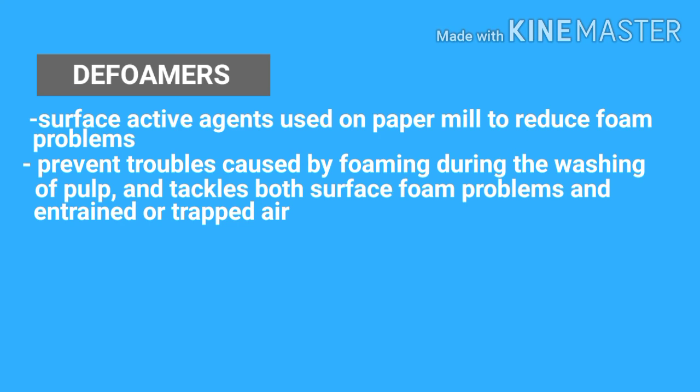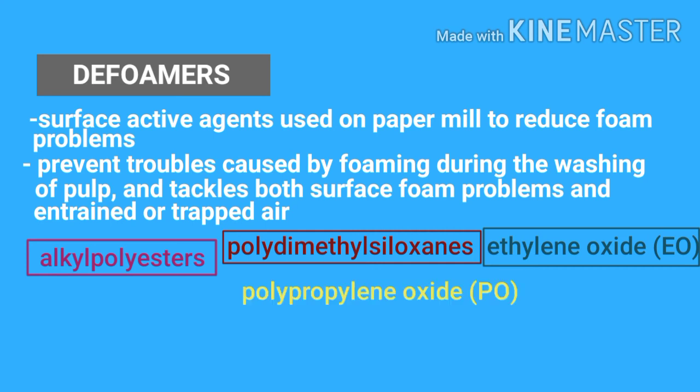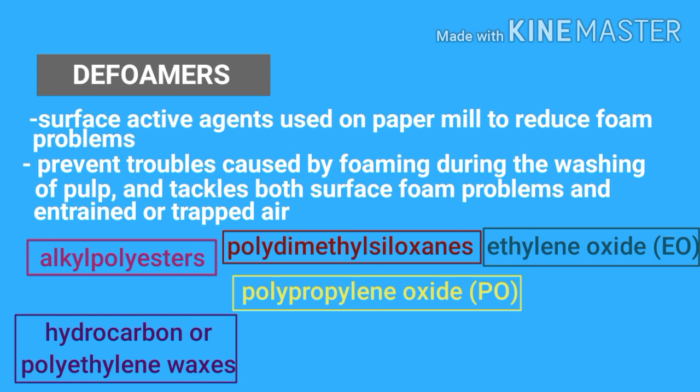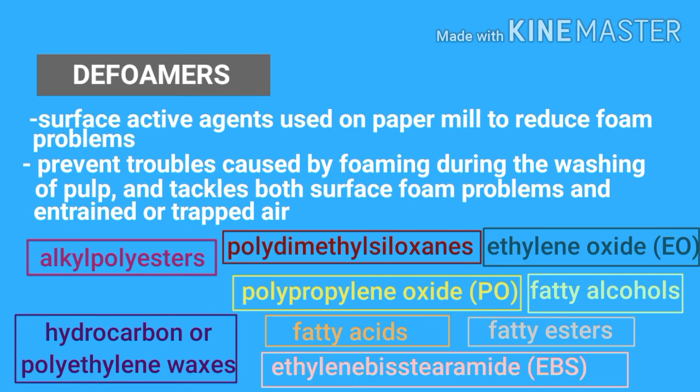Example defoamers include alkyl polyesters, polydimethylsiloxanes, ethylene oxide (EO) or polypropylene oxide (PO) oligomers, hydrocarbon or polyethylene waxes, fatty alcohols, fatty acids, fatty esters and ethylene bisstearamide (EBS).